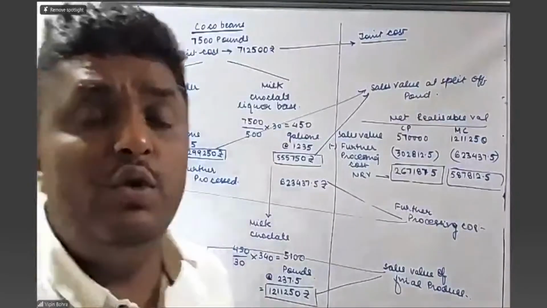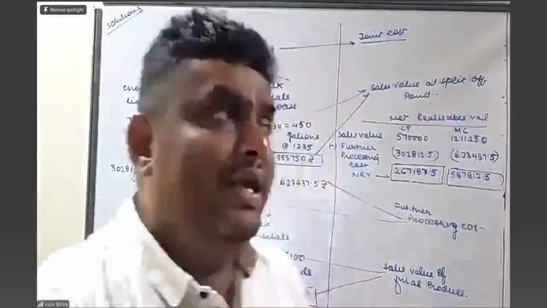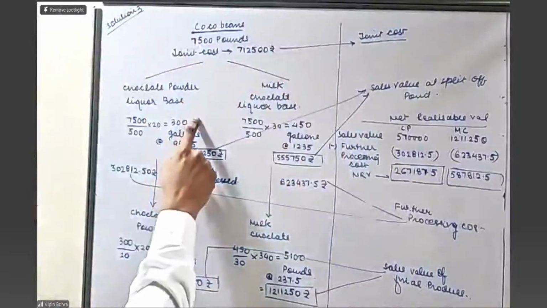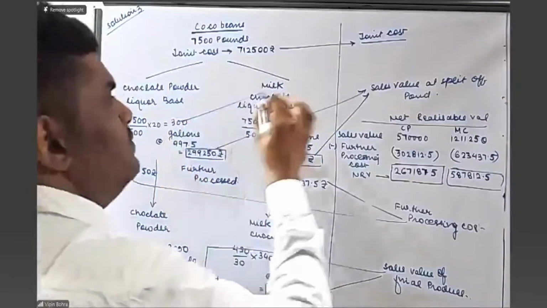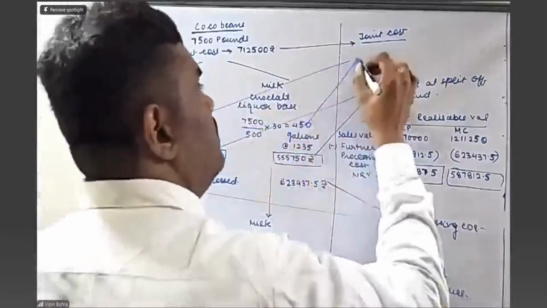If the question asks you to distribute the joint cost in the ratio of physical units, it will be distributed in the ratio of 300:450. So this is my physical units.